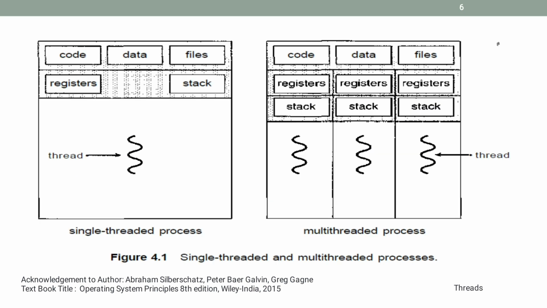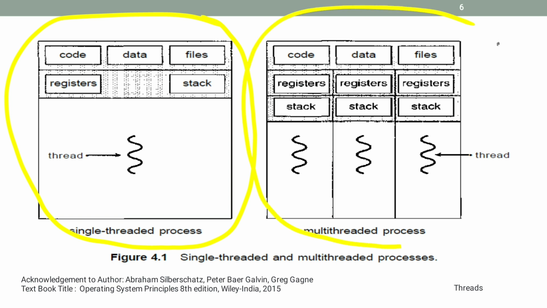Next we will consider this figure, showing single-threaded and multi-threaded processes. This shows a single-threaded process block. This shows a multi-threaded process block. In any process block, it has its own code section, data section and file section. Here also code, data and file sections are there. But in this process only one thread is there, hence this is called a single-threaded process. But in this, three threads are there. This is called a multi-threaded process.